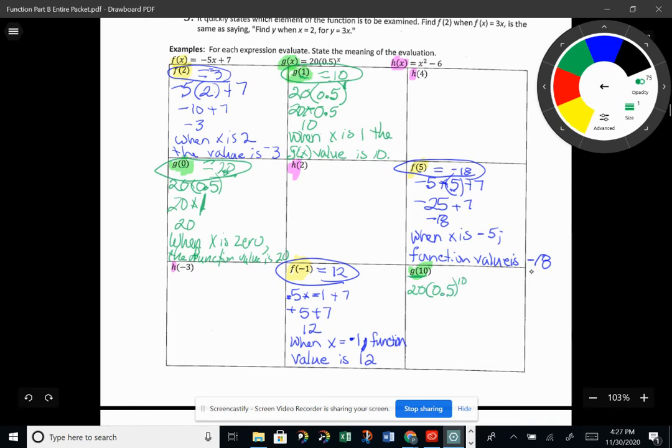Now, this is not something that I would ever do without my calculator. So this would be 20 times 0.5, and then I have a caret up button, and the caret up button looks like this. And on your computer screen, it's shift and then the number 6. And then you just type in 10. So 0.5, and then you're going to get some scientific notation.